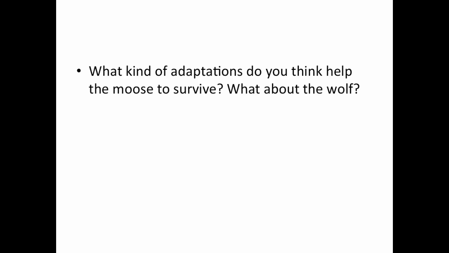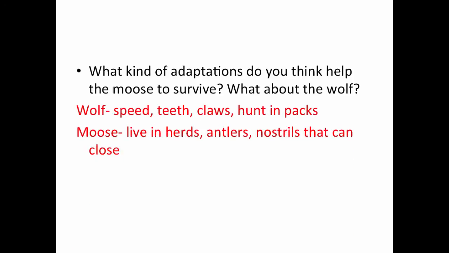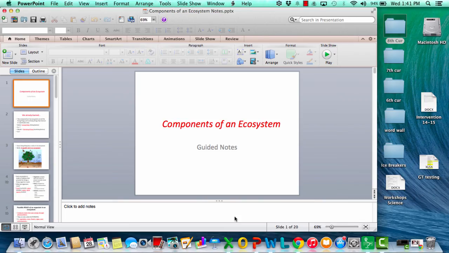So what kind of adaptations do you think would help the moose to survive, or what about the wolf? Obviously, the wolf probably has speed, teeth, claws, and most importantly, they hunt in packs. That is a behavioral adaptation instead of a structural adaptation. The moose live in herds. They have antlers for defense, and they have nostrils that are very close together so that they can run and actually go into the water to avoid the wolf coming after them.